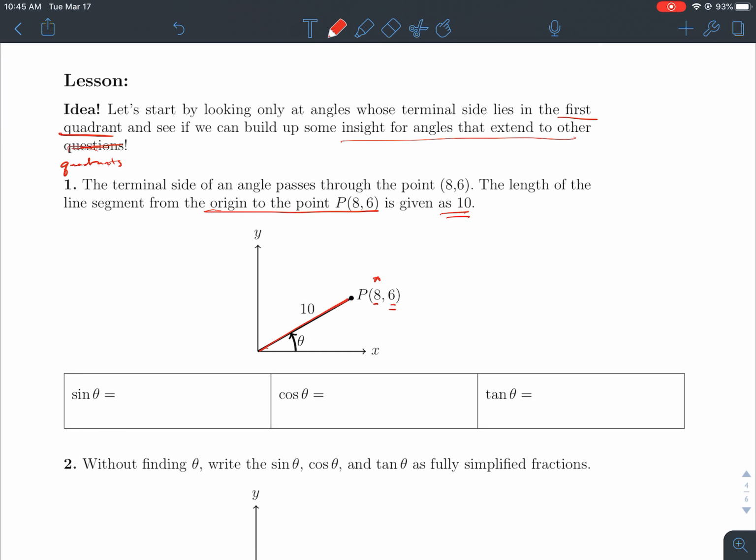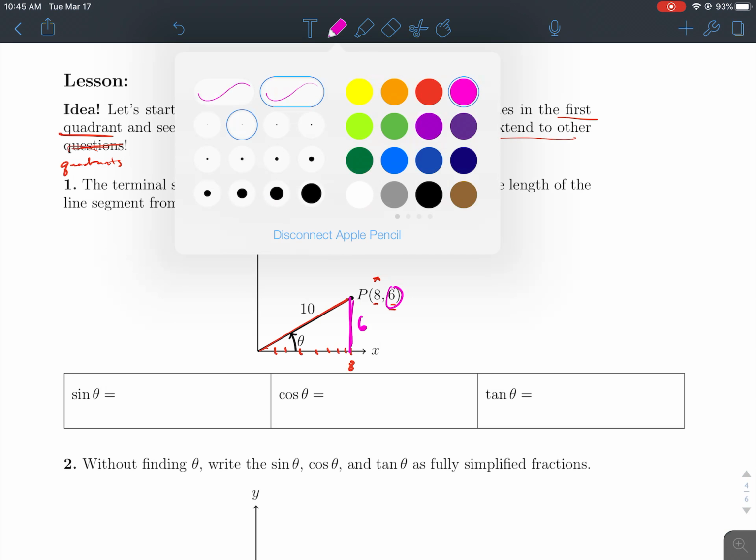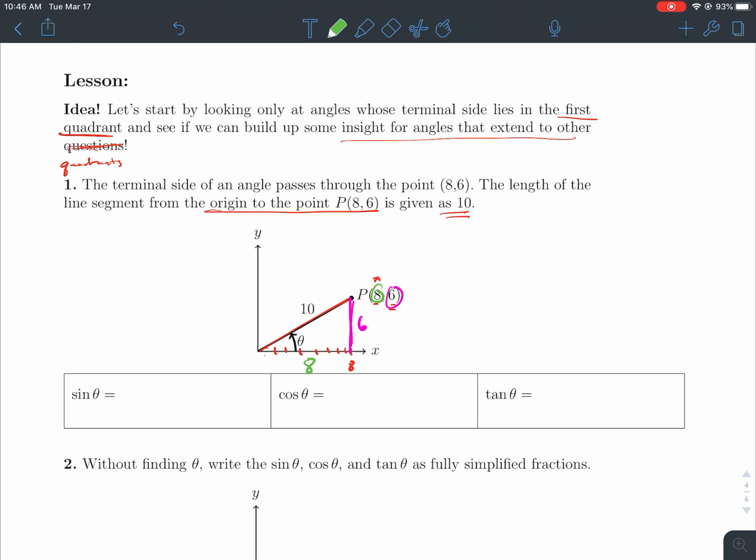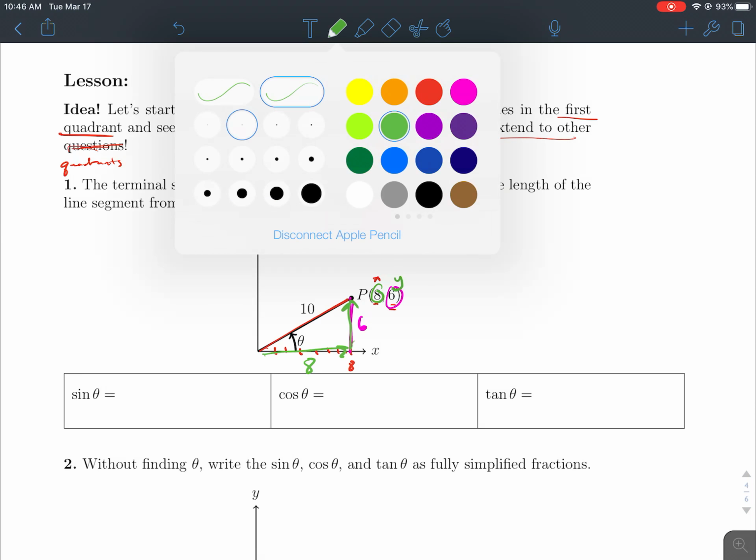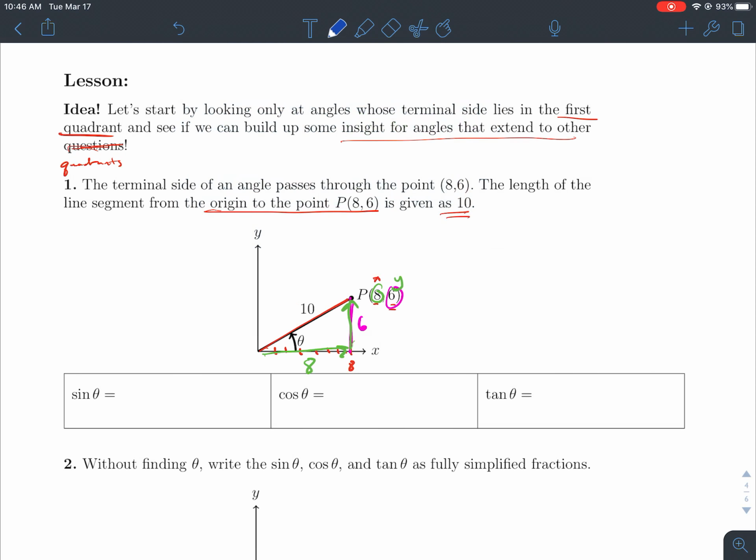But if we think about it, 8 is the x-coordinate, so we must have gone 1, 2, 3, 4, 5, 6, 7, 8 units this way, and then 6 units in the y direction in order to get to that point. So if we think about this graphically, it looks like we went 8 units to the right and 6 units up. And thinking about that graphically with those x and y coordinates makes something really apparent. There's actually a hidden right triangle in this picture that we didn't even see before. We just had our angle and our distance.